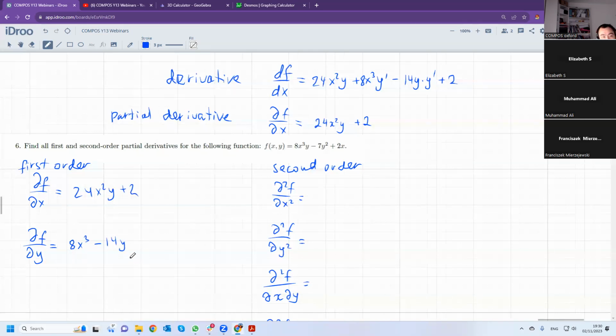That's it. Now the second order, to do this, I do d on dx of df dx. So I take the derivative of the derivative. So that's going to be 48xy plus 0. This is going to be d on dy of df dy.